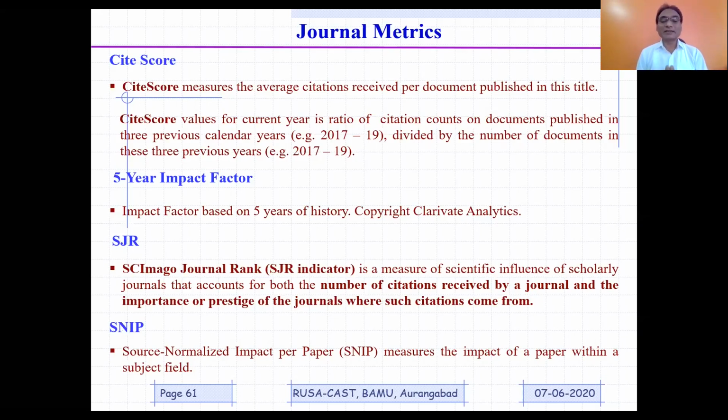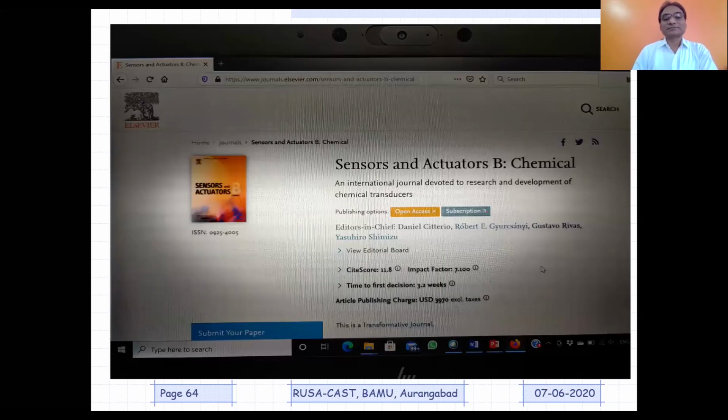So if you really want to identify a journal of international repute for literature review, you need to consider these 5 parameters: impact factor number 1, CiteScore number 2, 5-year impact factor number 3, H-index number 4, and SNIP number 5. All these 5 factors you can see on the front page of journals.